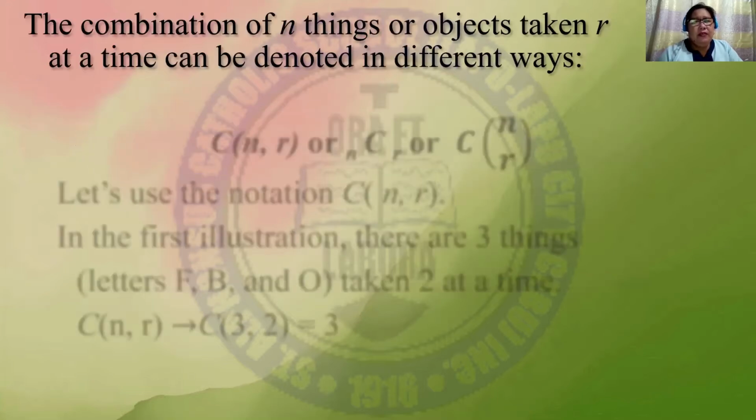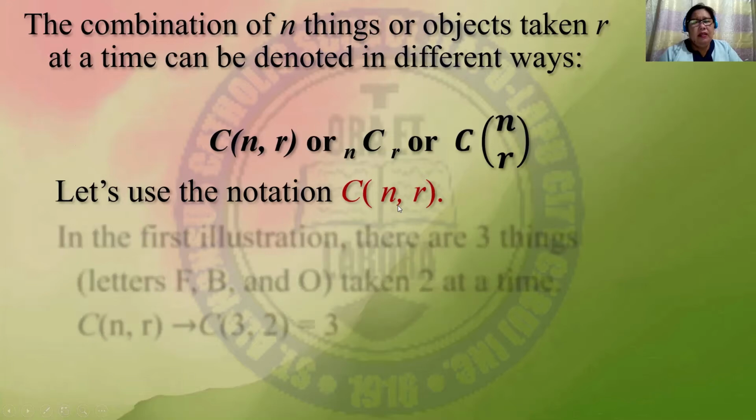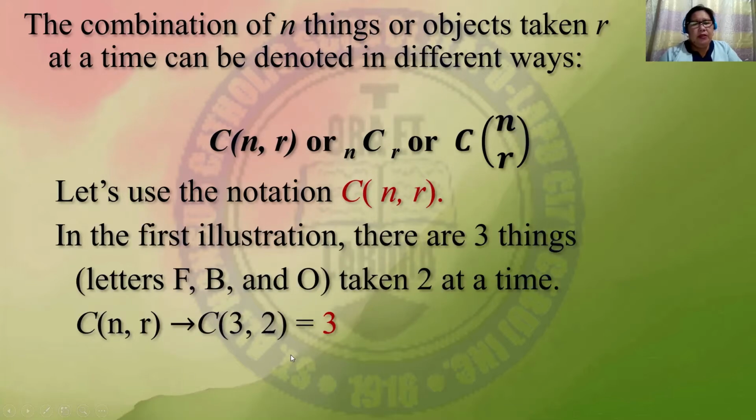The combination of n things or objects taken r at a time can be denoted in different ways. You can have C(n,r), or nCr, or C n r. Let us use the notation for combination in this manner, wherein you have C, n followed by r. In the first illustration, there are three letters taken two at a time. So we can write the illustration where n is equal to 3 and r is equal to 2. And this combination is equivalent to 3, because you can have only three combinations with the letters F, B, O taken two at a time.